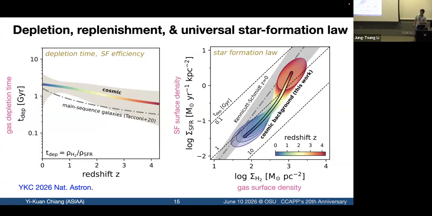The final two things that we learned from the measurement: if I divide the CO density by star formation rate, I'm probing the depletion time, so it's the cosmic gas depletion time, which is roughly about 1 gigayear. So this 1 gigayear is, of course, shorter than the Hubble time, right? So the implication is that the molecular gas in galaxies needs to be continuously replenished by cosmological inflow and cooling inside galaxies. And on the right-hand side, we actually can recover a cosmic star formation law.